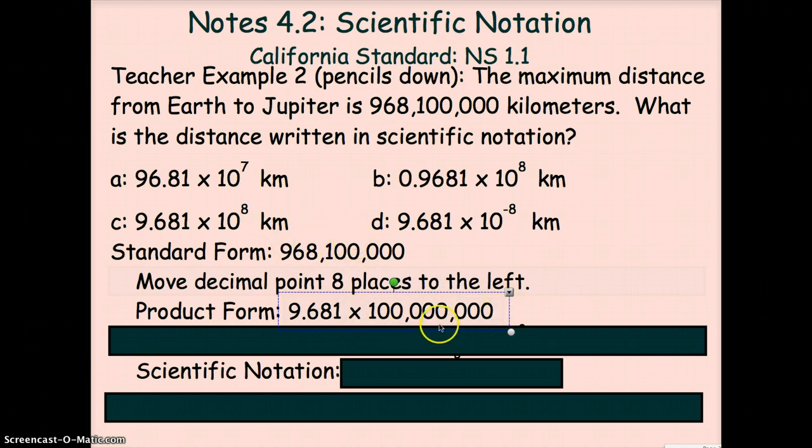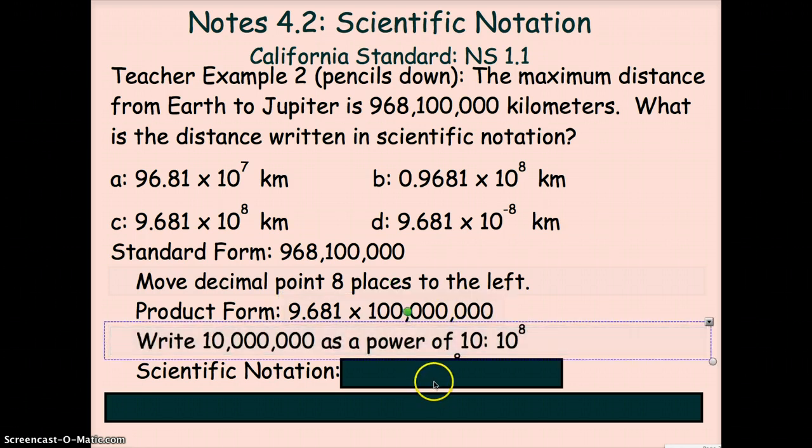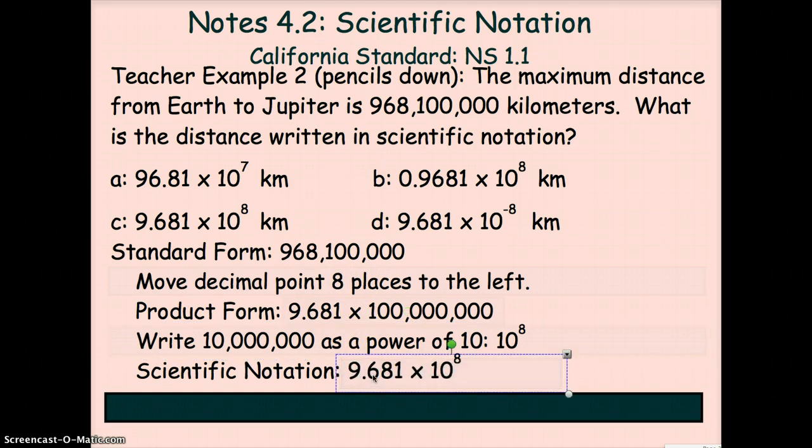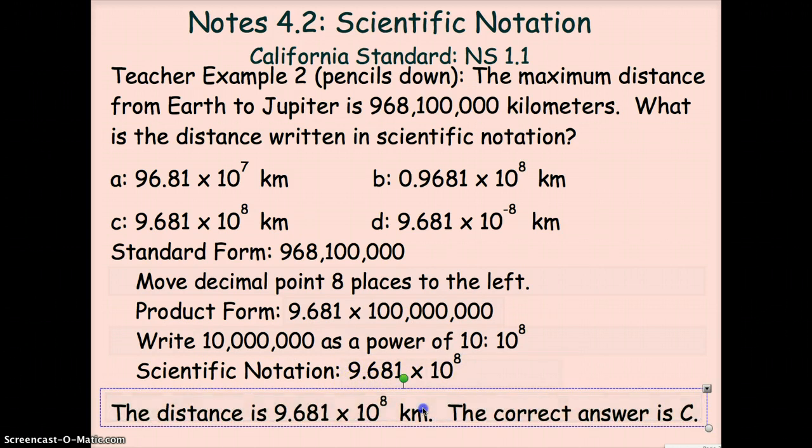So now I can take my 100 million and turn it into a power of 10. If you count the zeros, you notice there's 8 zeros, so it's 10 to the 8th power. Notice it's positive because it didn't have a decimal in it in the original number. Notice we have put the decimal in the other number now. So we can put them both together, and we have 9.681 times 10 to the 8th.